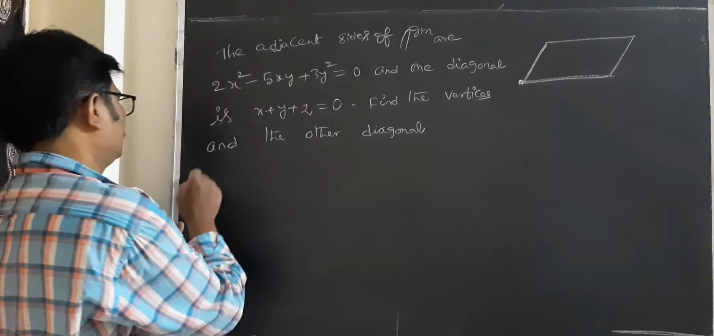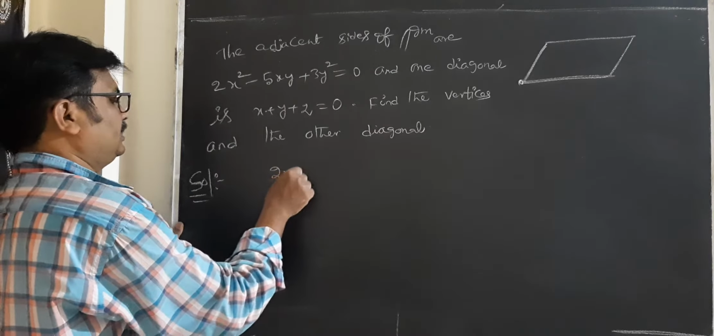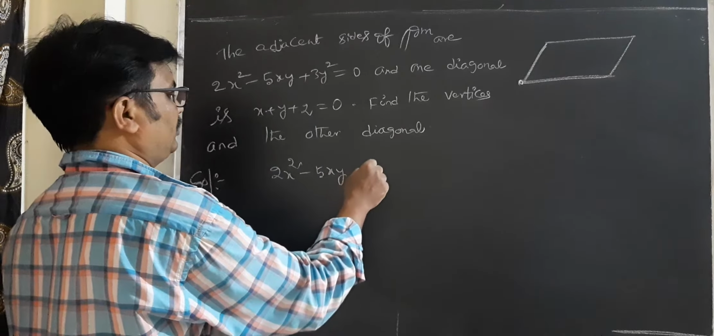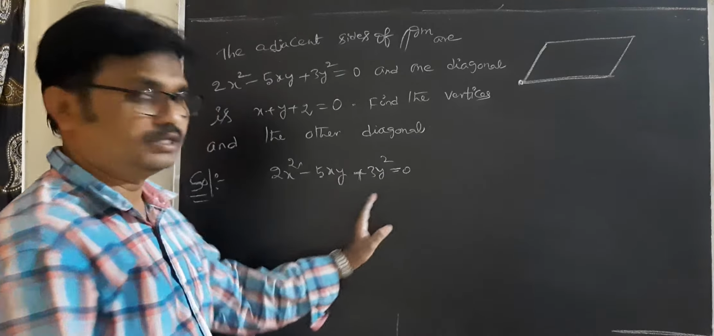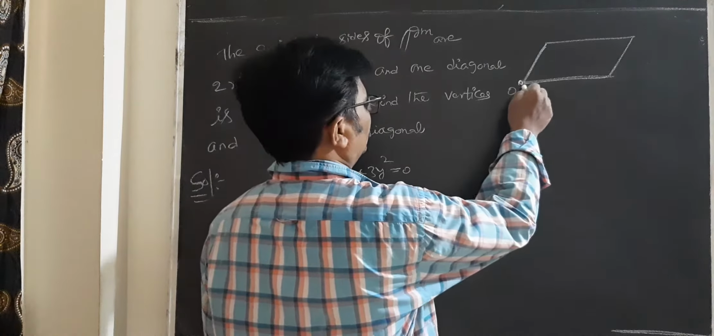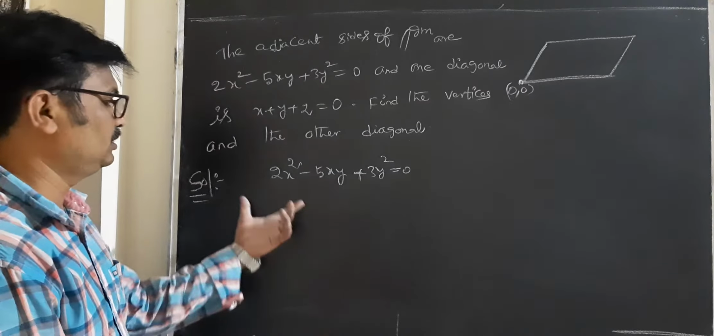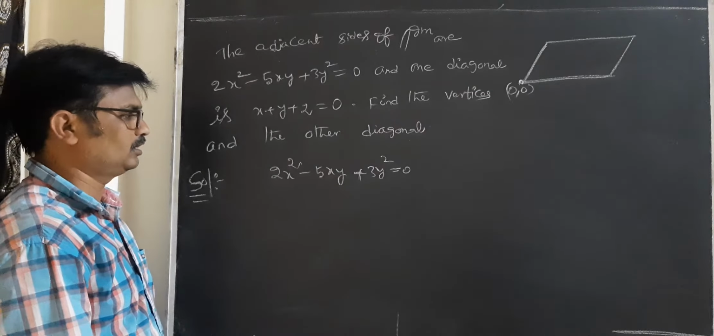First, students, what we observe here: the adjacent sides are given by 2x² − 5xy + 3y² = 0. This equation represents a pair of lines passing through the origin. This is the point of intersection, the origin. One of the vertices is easily identified: the point of intersection of these lines passing through the origin.